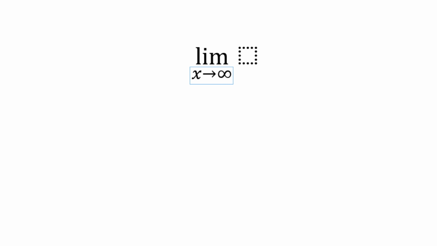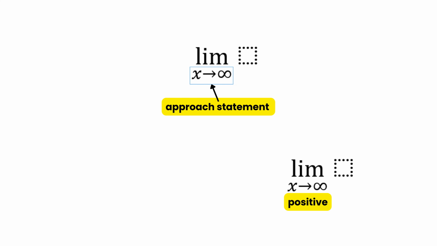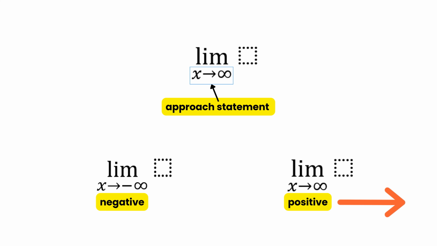A limit that tends toward infinity is when the approach statement in the limit has the infinity symbol in it. That means if it's positive infinity, we want to know what happens to the function as it keeps going forever to the right. And if it's negative infinity, we're checking what happens to the function as it keeps going forever to the left.